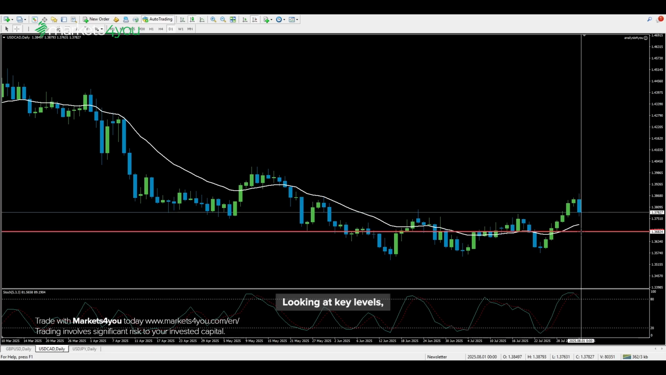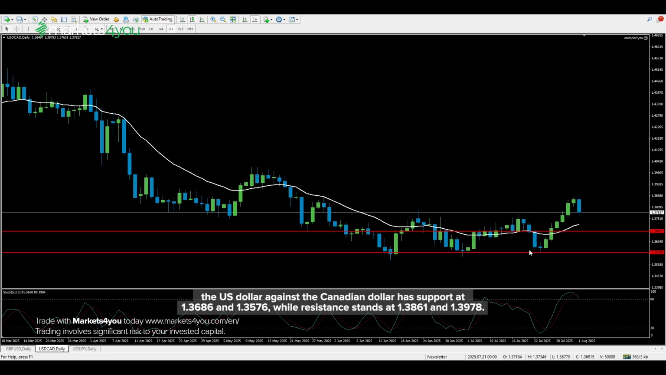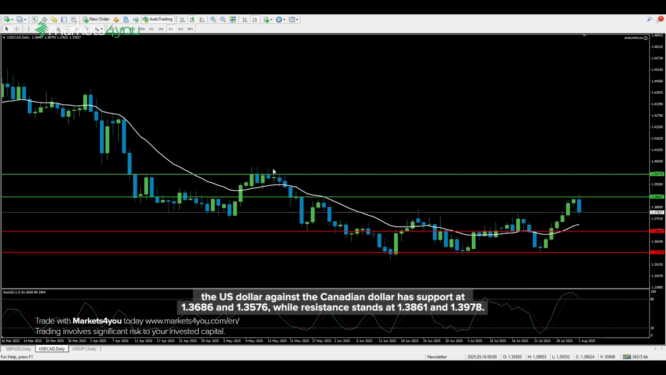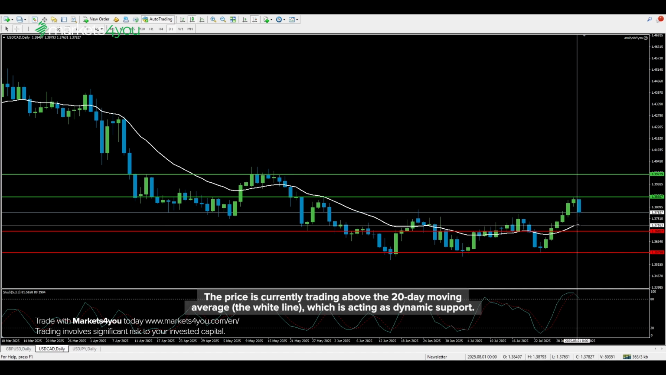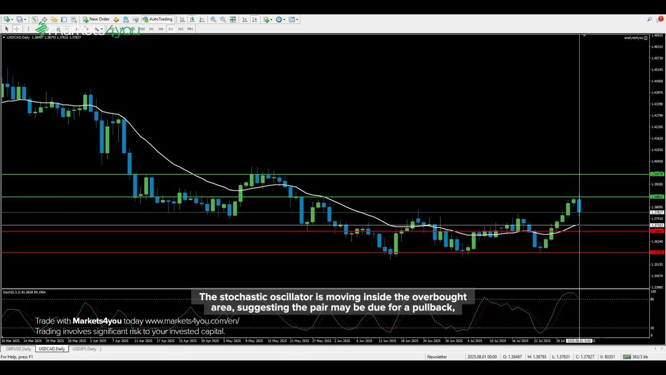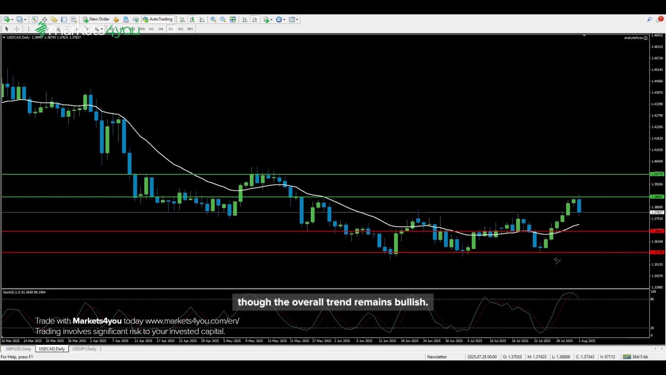Looking at key levels, the US dollar against the Canadian dollar has support at 1.3686 and 1.3576, while resistance stands at 1.3861 and 1.3978. The price is currently trading above the 20-day moving average, the white line, which is acting as dynamic support. The stochastic oscillator is moving inside the overbought area, suggesting the pair may be due for a pullback, though the overall trend remains bullish.